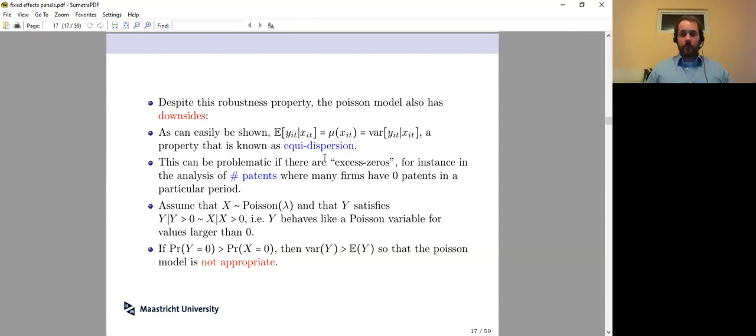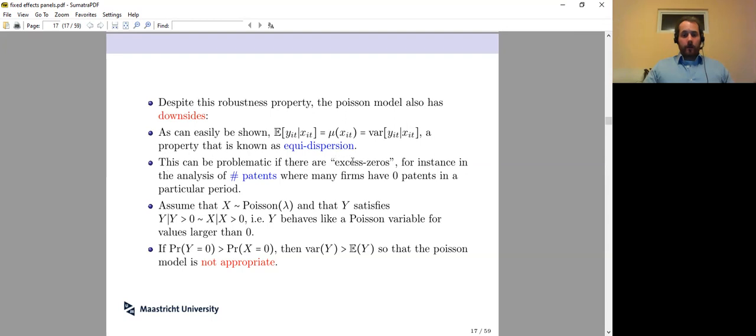And when can it be problematic? Whenever you have an application where there are excess zeros. This is very classic when you analyze the number of patents, because a large chunk of firms actually has 0 patents in a year. Many firms do not patent in a year, and some firms patent a lot. So you have excess zeros and you have overdispersion.